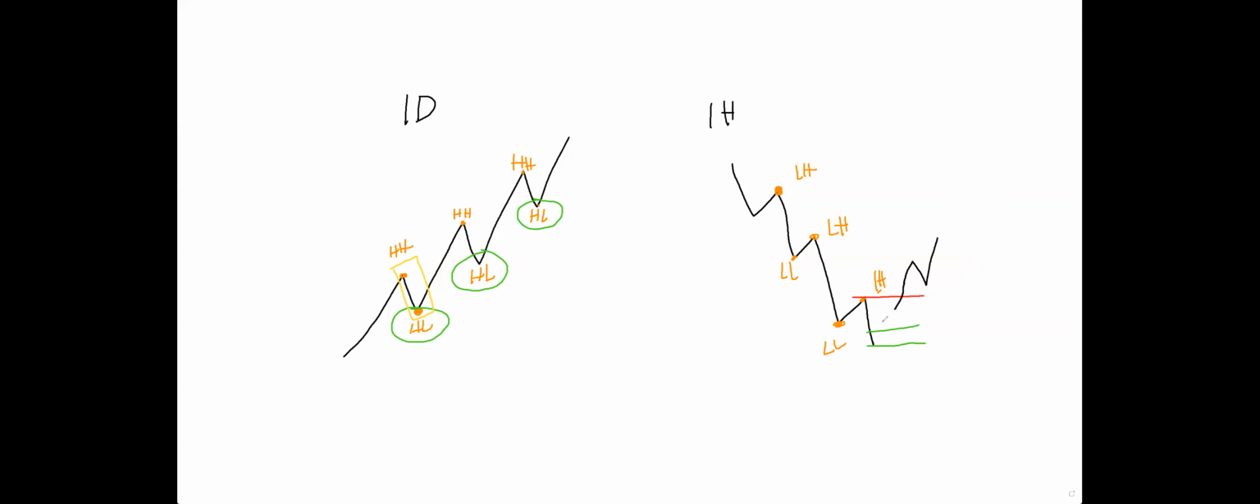Okay. So we had this move here. And then now we broke a structure. What happened again, guys? We did what right here? What happened right here? We had a break of structure. So now what does this area become right here?